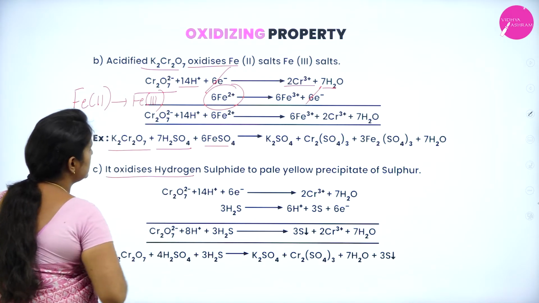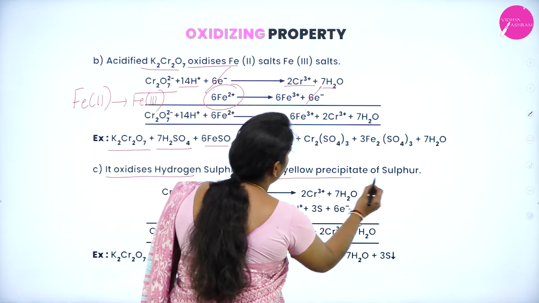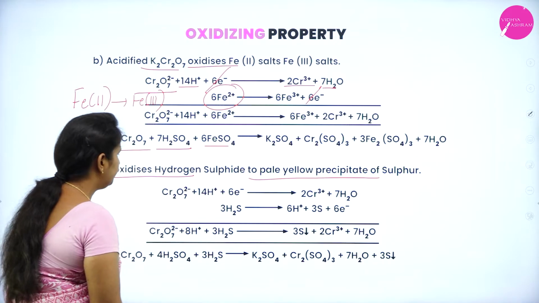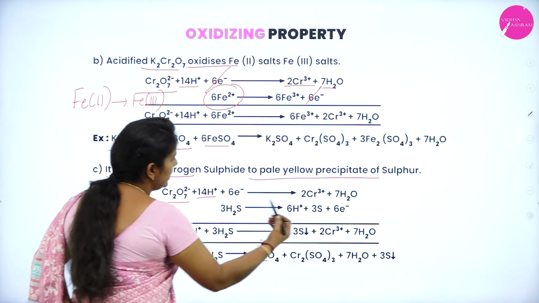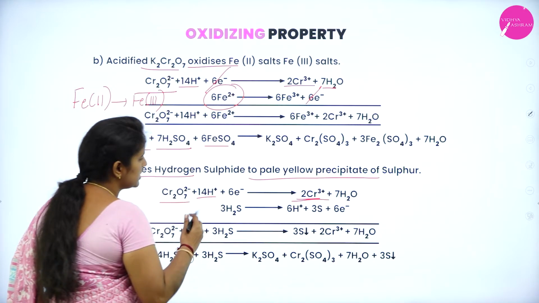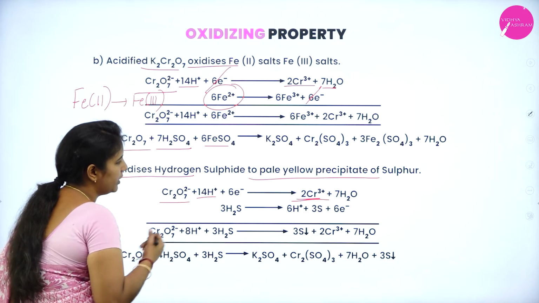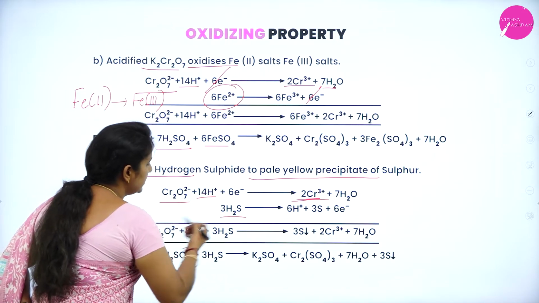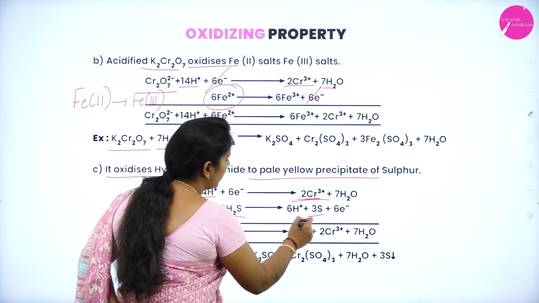It oxidizes the hydrogen sulfide to the pale yellow precipitate of sulfur. So I have considered the dichromate allowed to react with the acid. It forms what? It reduces the chromium from the plus 6 to the plus 3 state with the formation of water molecule. I have considered hydrogen sulfide, which gets oxidized to what?